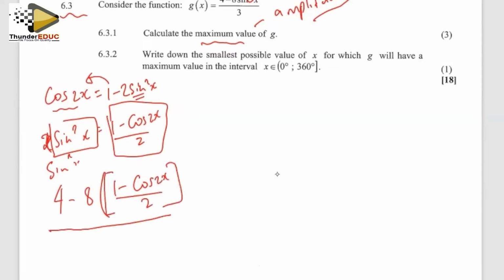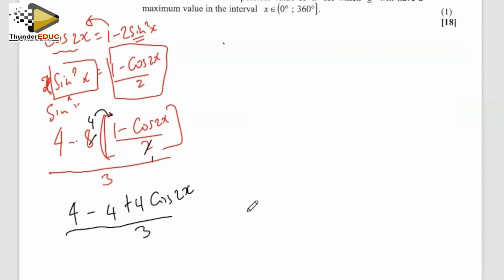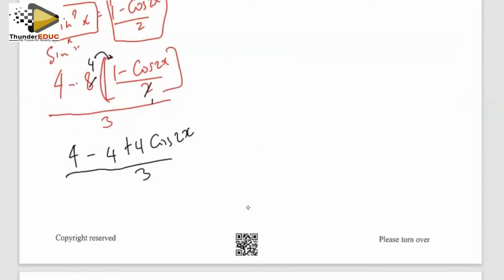This whole thing is over 3. Then these 2 can reduce the 8. So by 2 is 1, by 2 I have a 4. Open up that, 4 minus 4. Then this negative one, that I'll have a positive 4 cos 2x. Everything is over 3. Then we know that this is going to cancel that. So which means it's just 4 cos 2x over 3.